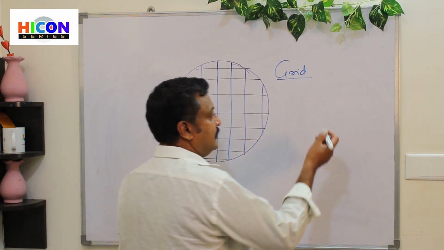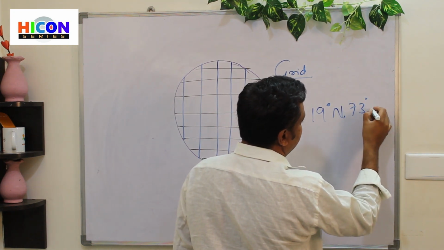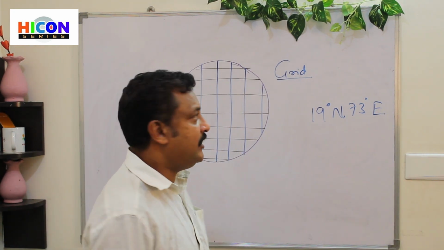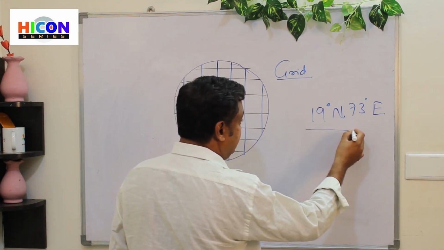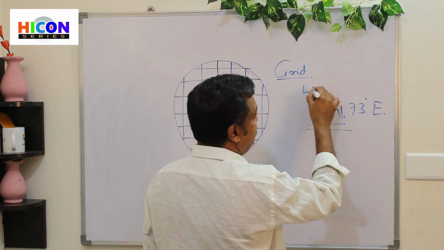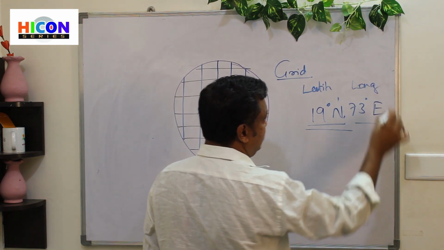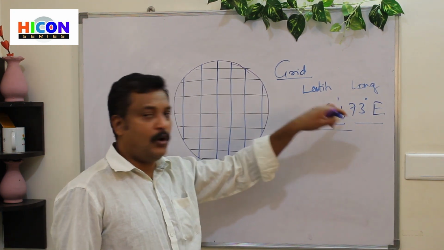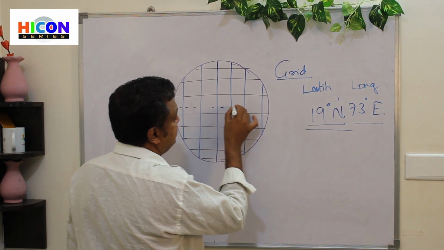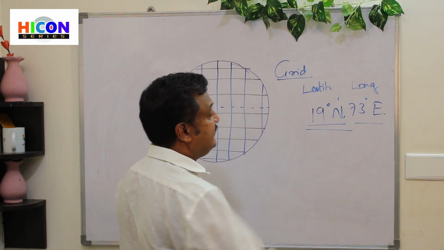For example, it says 19 degree north, 73 degree east. So what we need to do is check 19 degree north. North means parallels. North and south always come on latitudes, and east and west come on longitudes. So when we see the 19 degree north, we need to check the parallels. So this is 0 and here is 19 degree. Now we need to check 73 degree east.